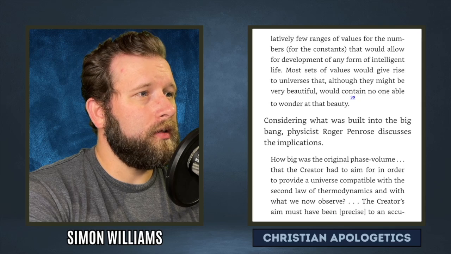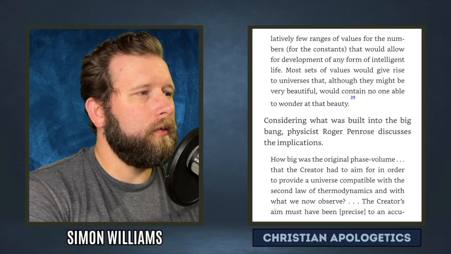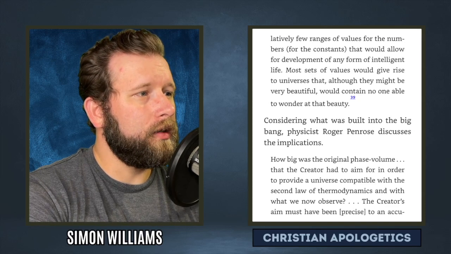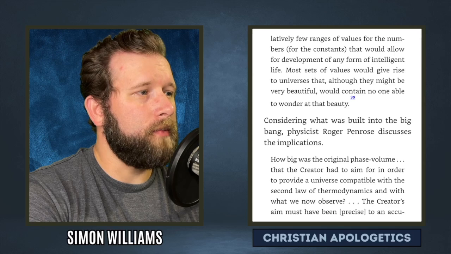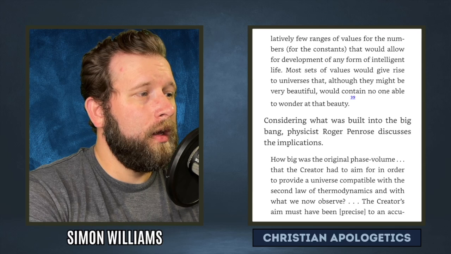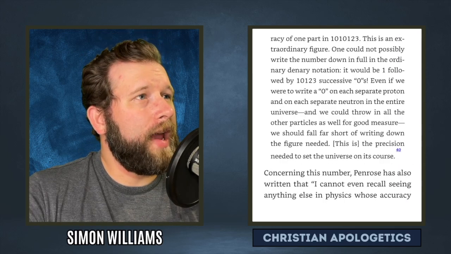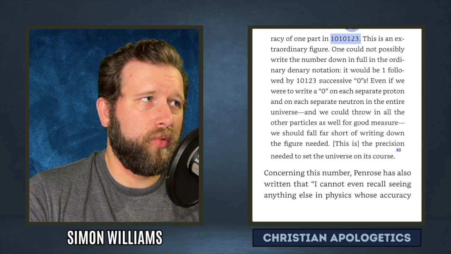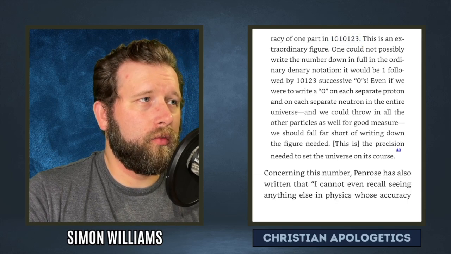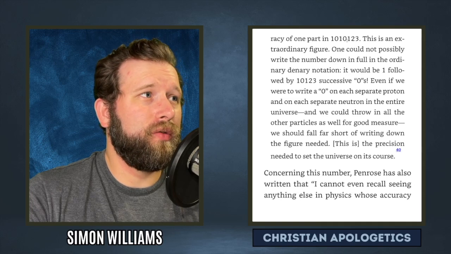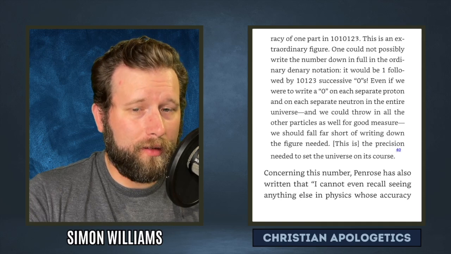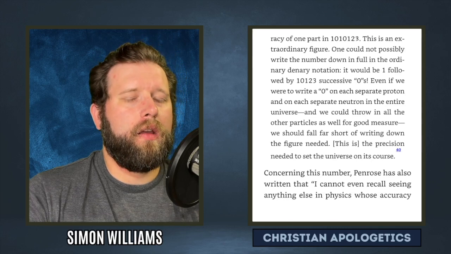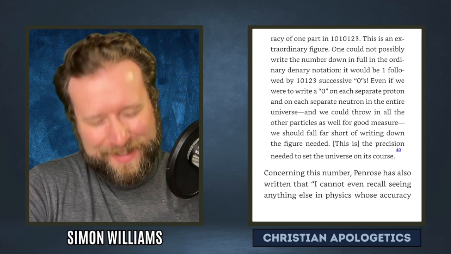Considering what was built into the Big Bang, physicist Roger Penrose discusses the implication. "How big was the original phase volume that the Creator had to aim for in order to provide a universe compatible with the second law of thermodynamics and with what we now observe? The creator's aim must have been precise to an accuracy of 1 part in..." Now, I'm going to mention here that there's a typo in this book. So this is 10 raised to the 10 raised to the 123, which is so big.